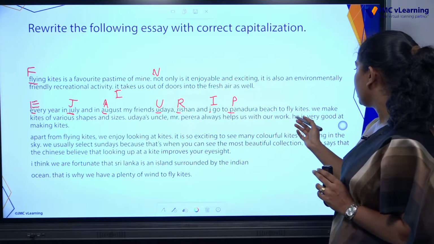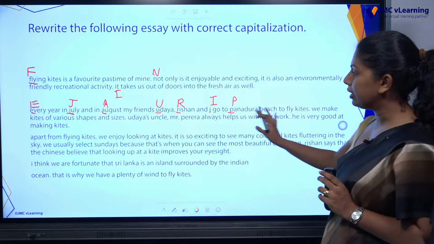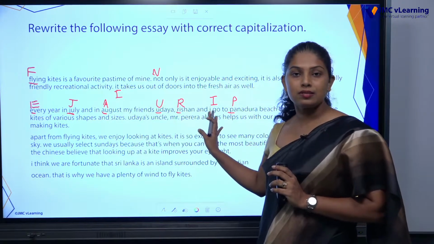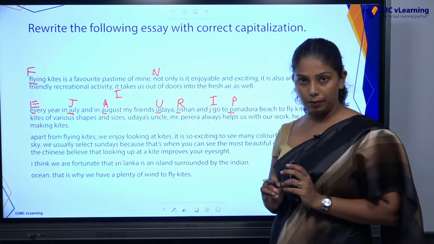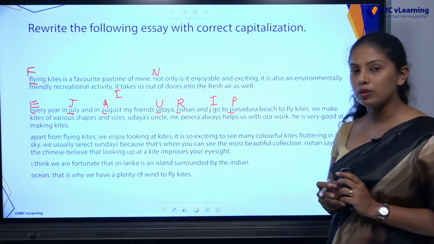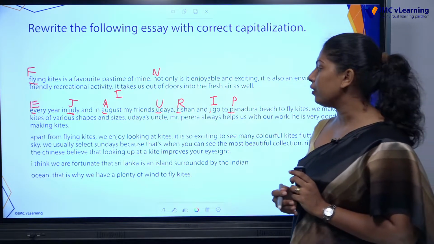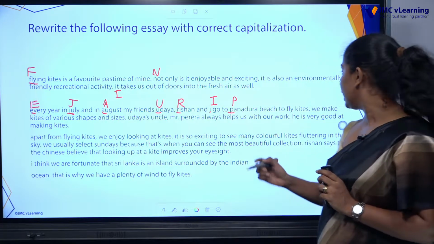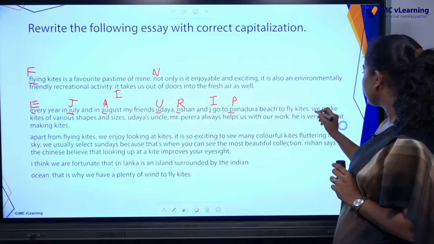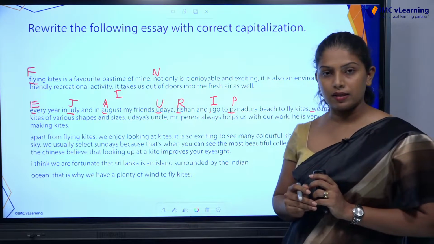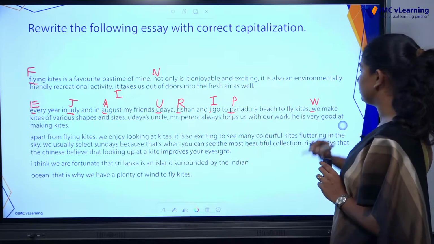Then Panadura beach to fly kites. So in that sentence there are many mistakes. They have written many simple letters where we have to write capital letters. So we have already changed all those words. Then we make kites of various shapes and sizes. Here you can see a full stop. After the full stop, they have written a simple letter. It can't happen. So here we have to write capital W.